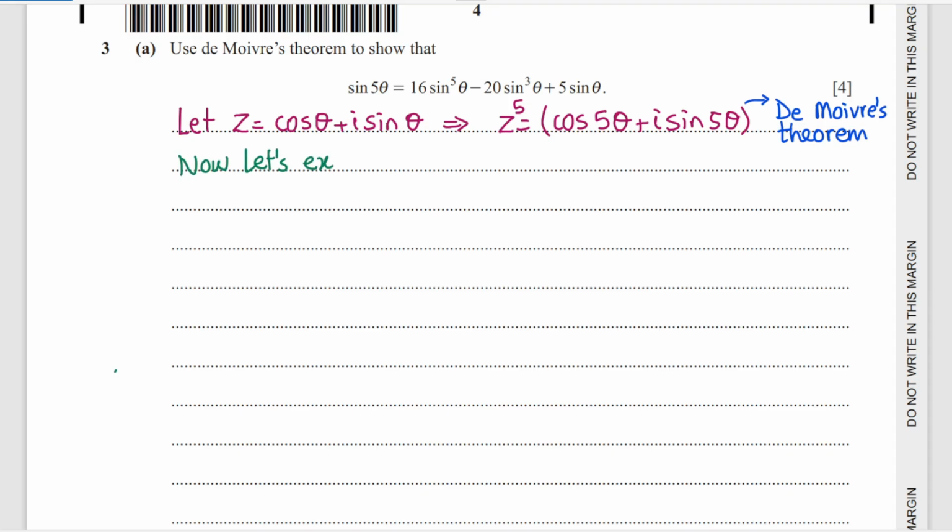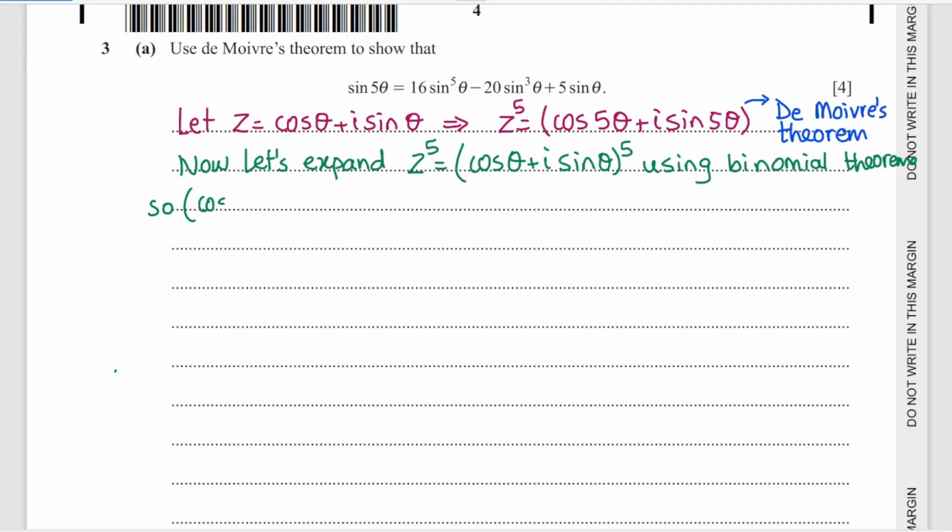And the other method is to take z to the power of 5 and expand it using binomial theorem. And the trick here is to expand cosine theta plus i sine theta to the power of 5 and take the imaginary part. So cosine theta plus i sine theta to the power of 5 equals.